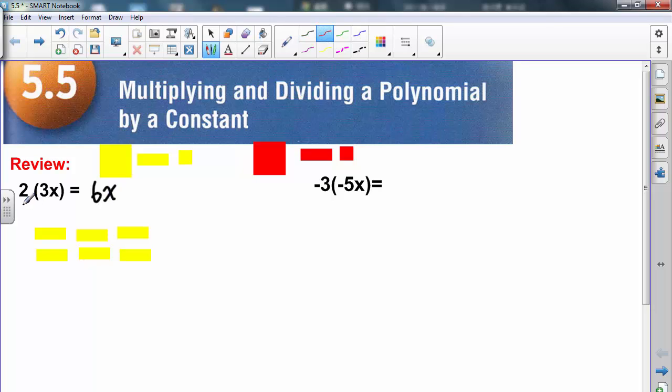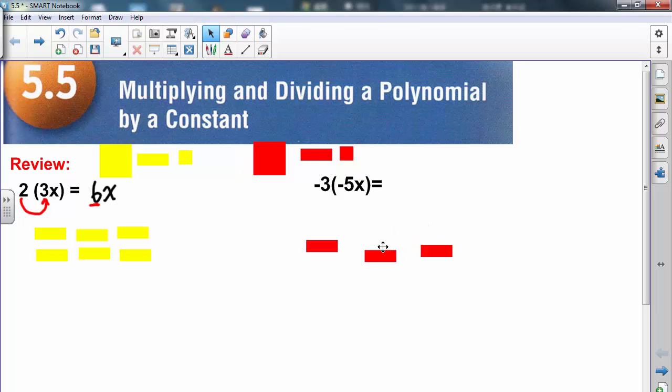If we want to multiply this constant by this monomial symbolically, we only need to multiply this constant by the coefficient of the monomial 3x. 2 times 3 is 6. And then let's keep the variable x. Let's look at negative 3 times negative 5x. Negative 5x, we know, okay, we have 5 red rods.